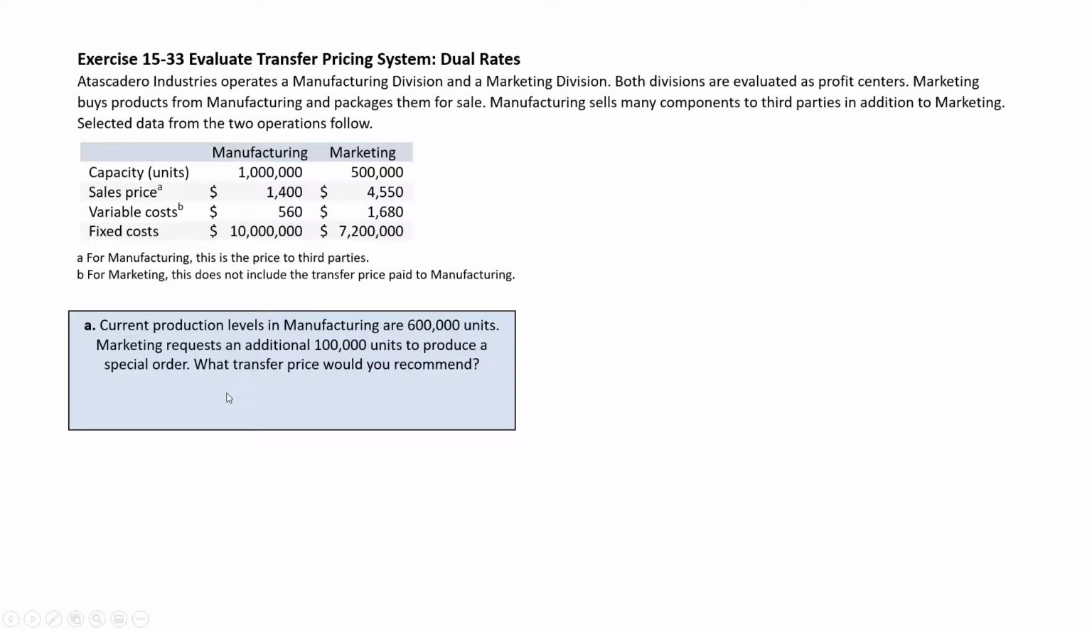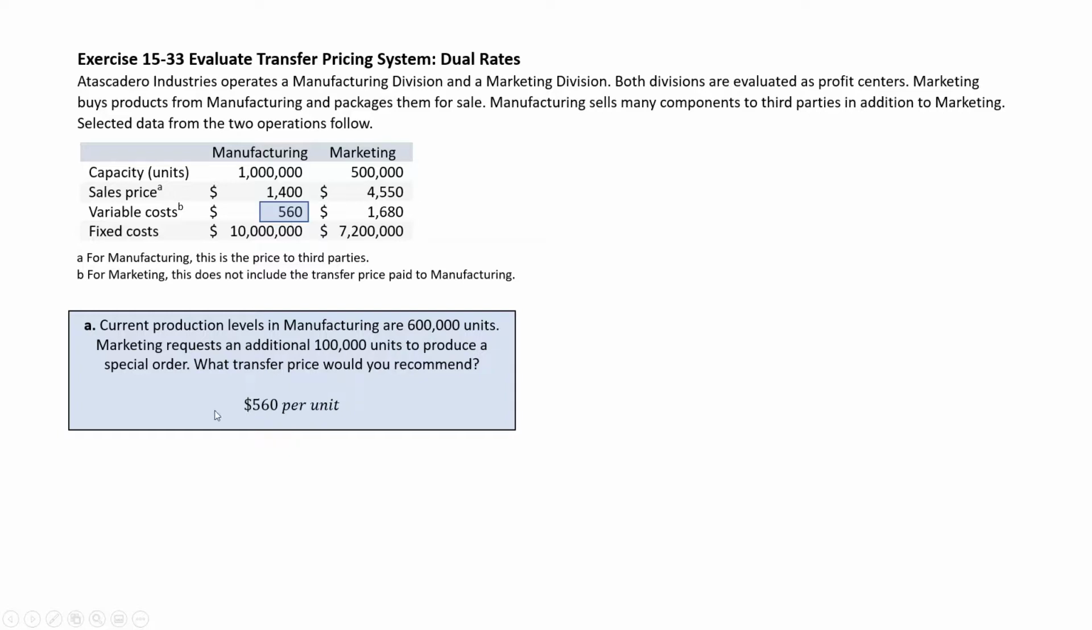So as you recall from reading through the chapter, the key thing is, is that particular division or unit of the business at capacity or not? Recall capacity is 1 million. We would be at 700,000, or manufacturing would be at 700,000 with the additional 100,000 units. That is below capacity. When you're at a situation that you're at below capacity, the typical transfer price that's going to be negotiated is variable cost.